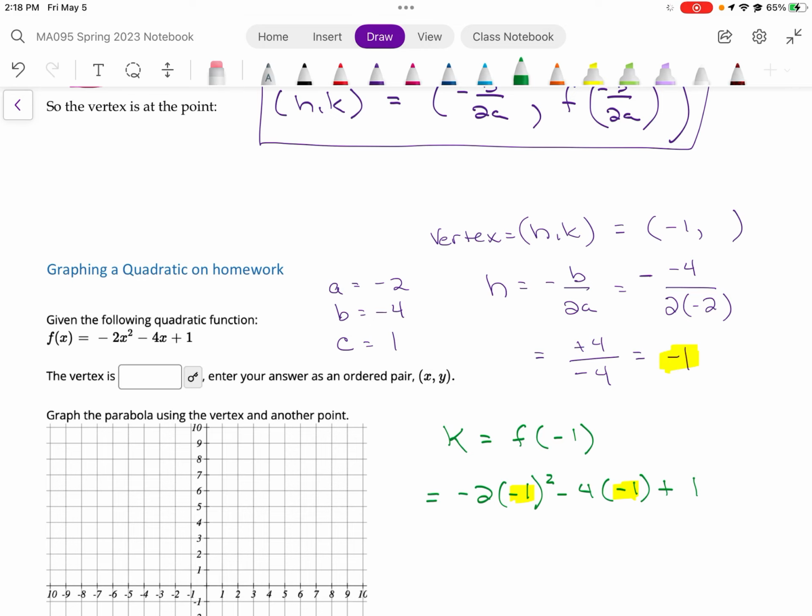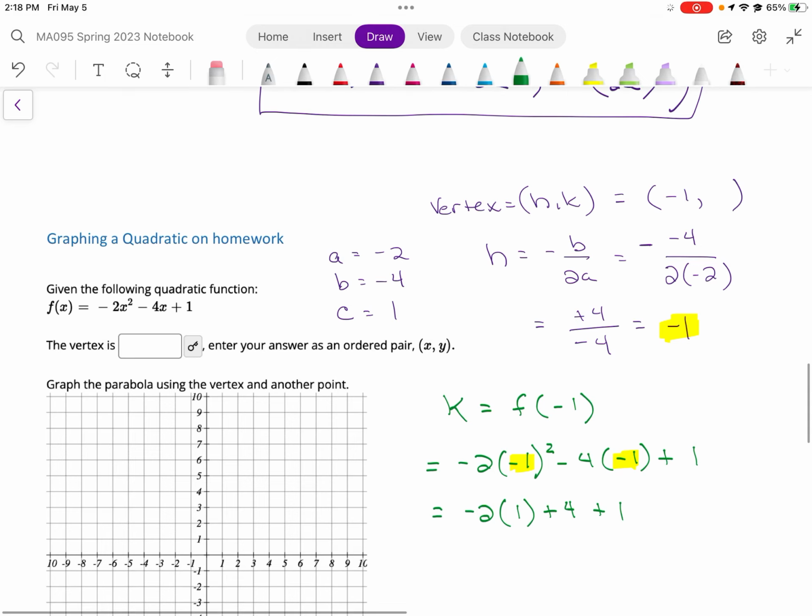All right, so I've got -2 times -1 squared, which is 1. -4 times -1 is +4, plus 1. So I've got -2 plus 4 plus 1. -2 plus 4 is 2, plus 1 is 3.